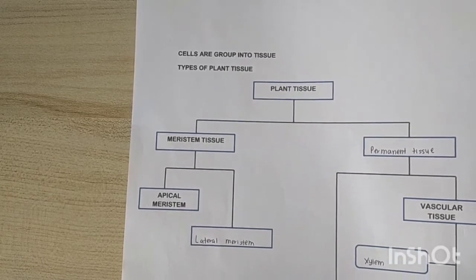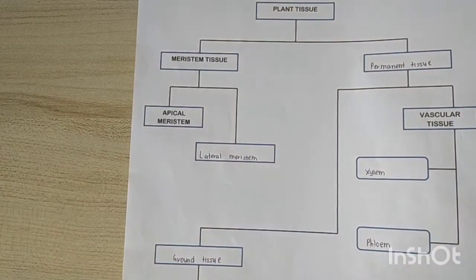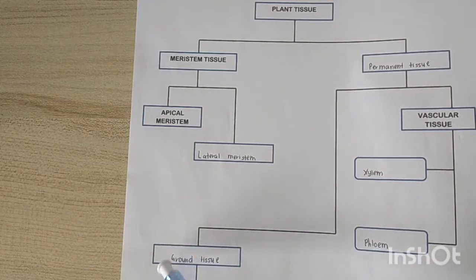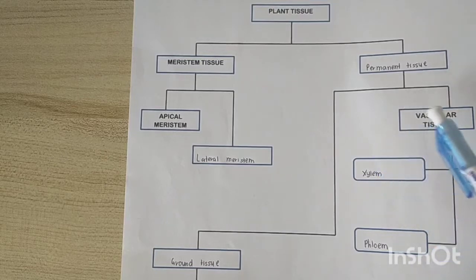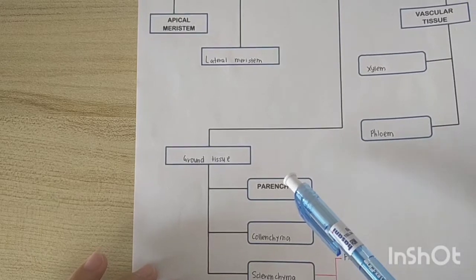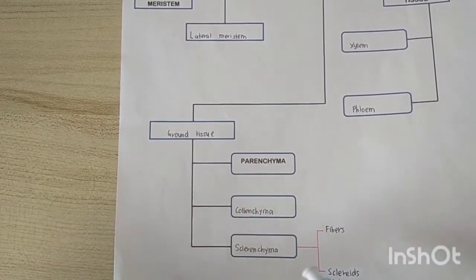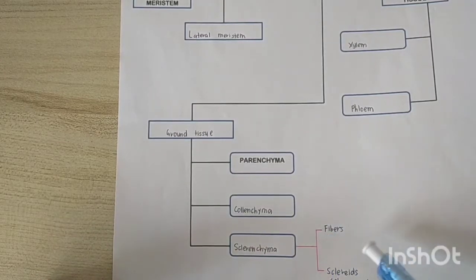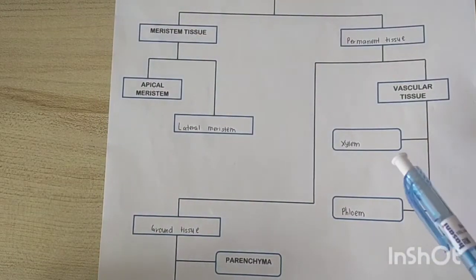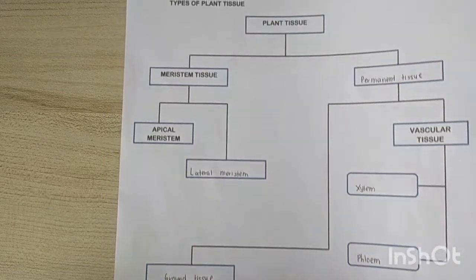Now we look at the permanent tissue first. Permanent tissue will be divided into two. The first one we call the ground tissue. The other one is vascular tissue. Ground tissue has parenchyma, collenchyma, and also sclerenchyma. Sclerenchyma has two forms. The first one we call fiber. Second, sclereid. And vascular tissue has xylem and also phloem. So this is the overview of the plant tissue.